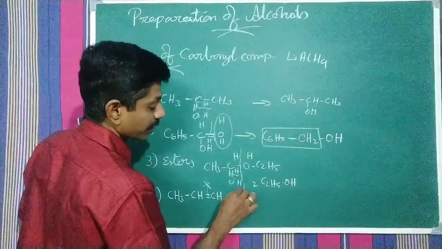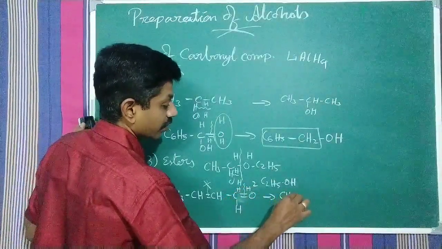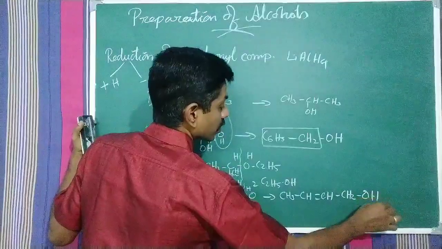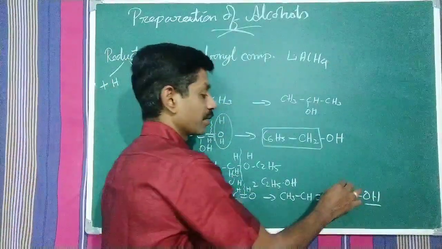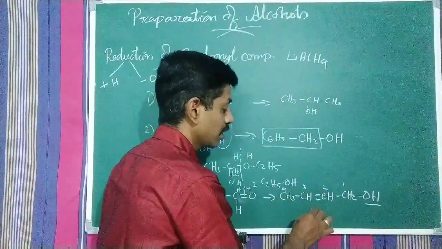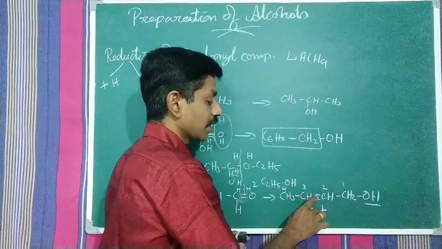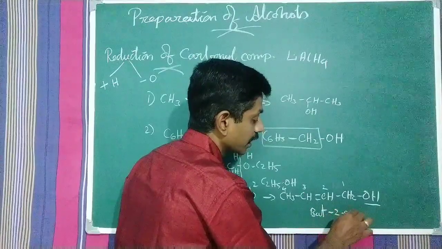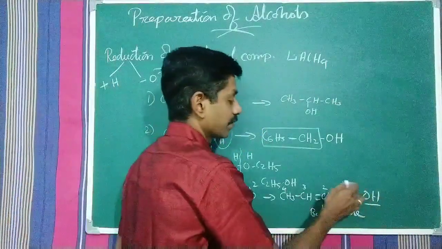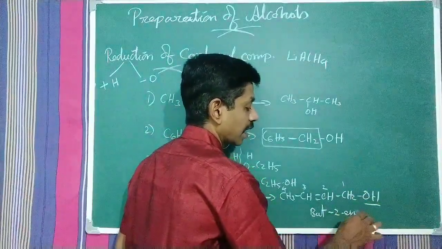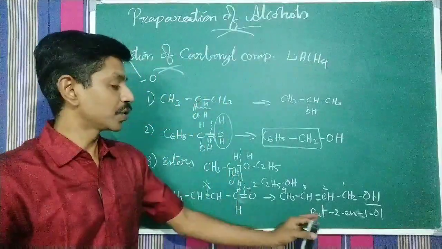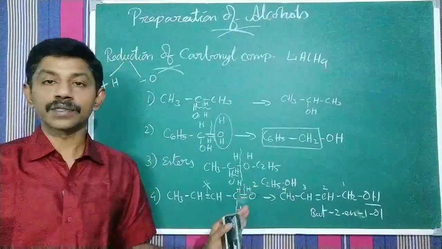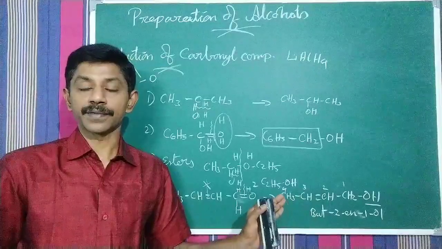So what is the final product formed? If you add a hydrogen here, you will get CH3, CH double bond CH and CH2OH. So it will get converted into an alcohol. If you give the IUPAC name, 1, 2, 3, 4 carbons, so it is but. And the double bond is in the second position, so we can talk about but-2-ene. And the alcohol is in the first position. The rule says remove that E and add OL. So but-2-en-1-ol is the name of the product. So this is how, by the process of reduction, we can prepare different types of alcohols.